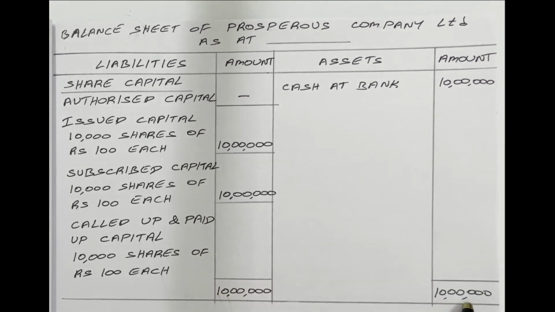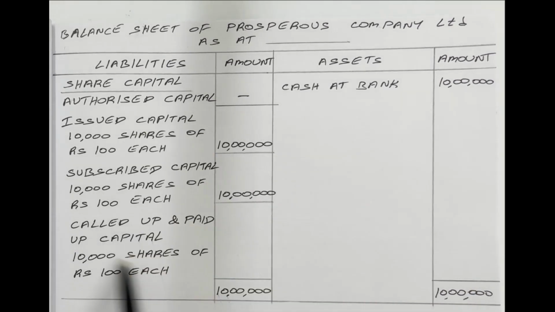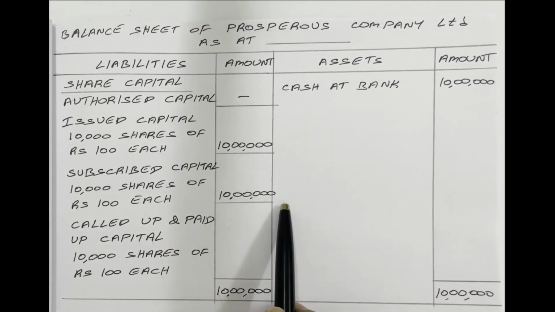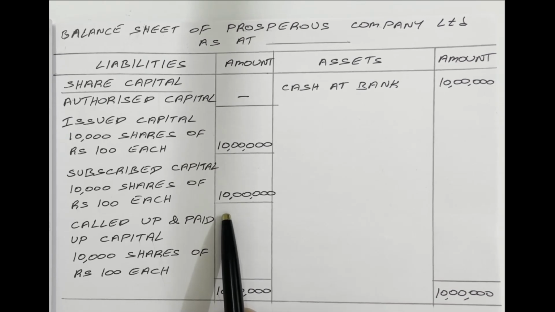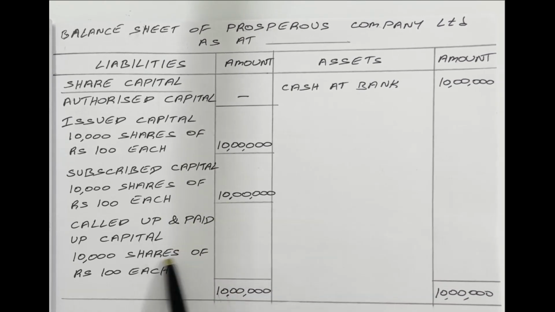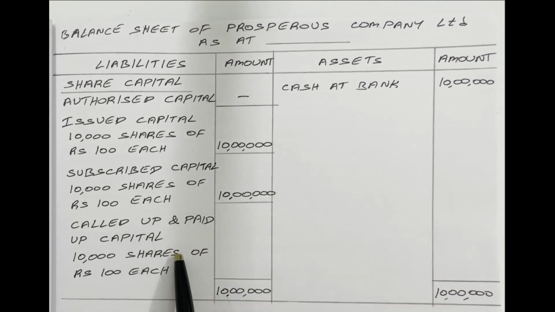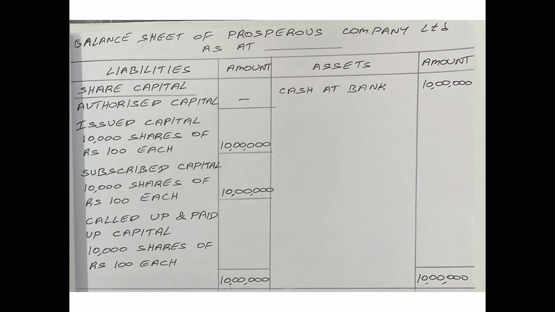Total 10 lakh. While writing journal entries, we opened the calls in advance account. But the calls in advance amount we are not showing in the balance sheet because the balance in calls in advance we have totally adjusted for allotment, first call and final call. So after the adjustments in calls in advance account, there is no balance at all. That is why calls in advance account is not appearing in the balance sheet. Take a screenshot of the balance sheet.